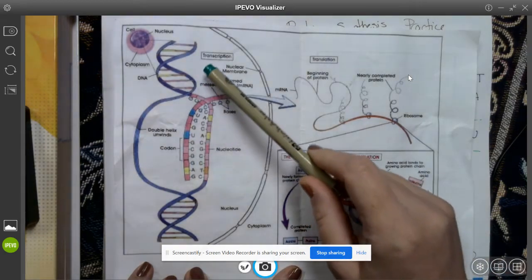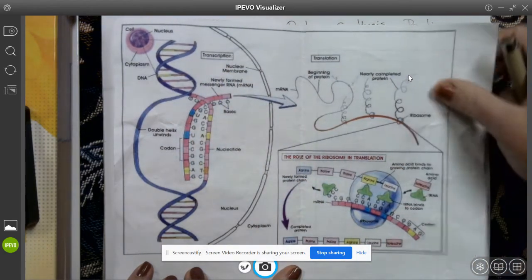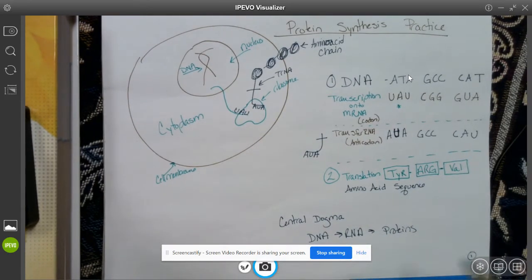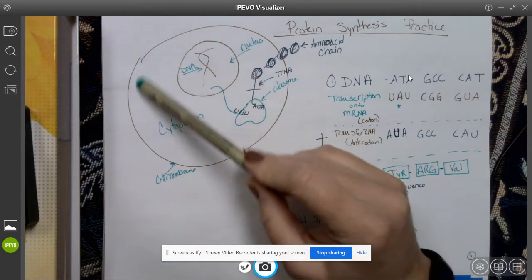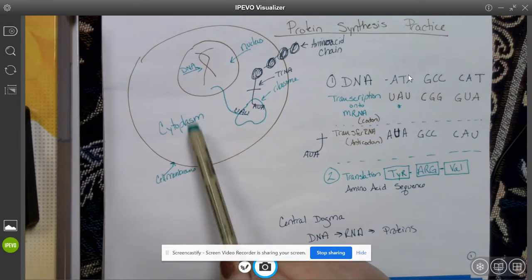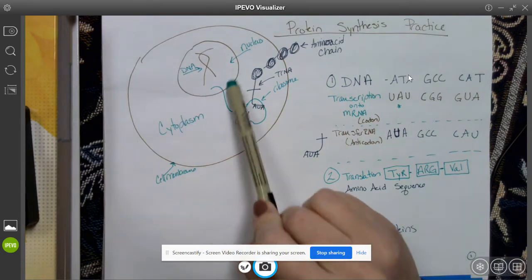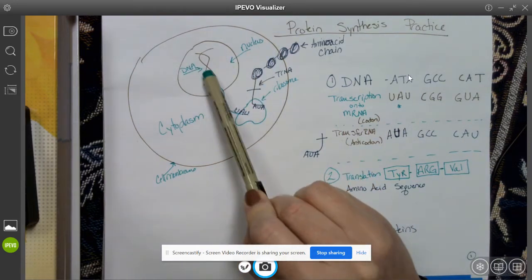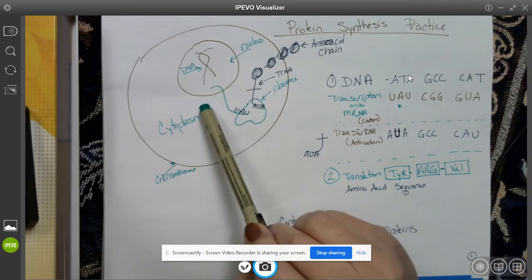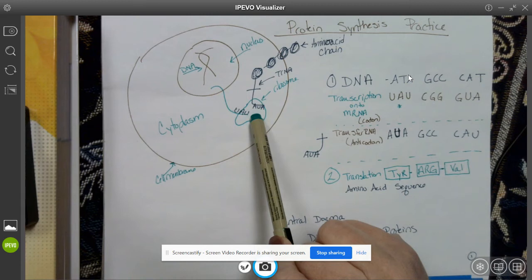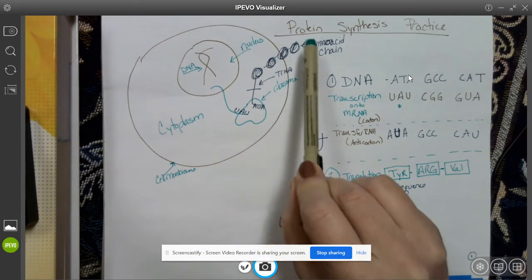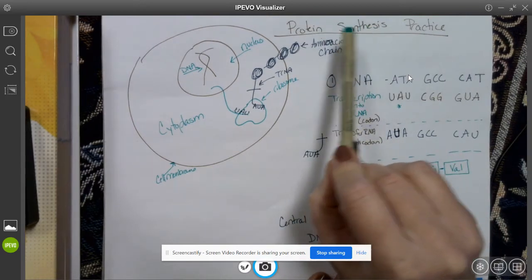So we need to back up a little bit and go into the cell. I have a little drawing here for you. Here's the cell. That's the cell membrane, the cytoplasm. You find that large organelle, the nucleus, which contains our DNA. DNA has our genetic information. In the cytoplasm are organelles called ribosomes. Ribosomes are the site of protein synthesis. So that's where proteins are assembled and made.